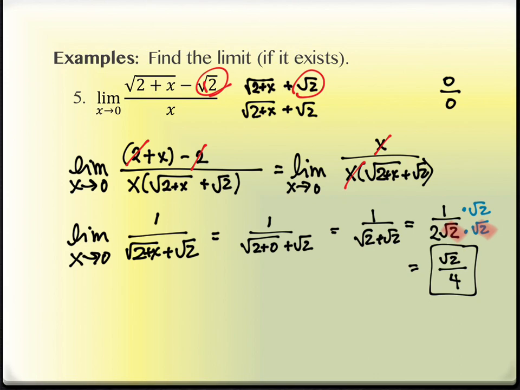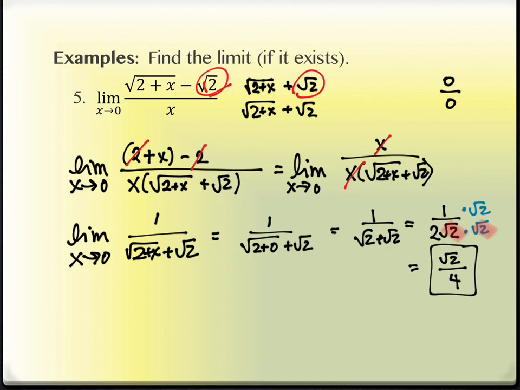In addition, the 2 and the 4 can't simplify even though they're both even because one's under a radical and one isn't. Okay? So keep in mind that these pieces are different kinds of pieces, hence they can't be simplified, and we would be finished.